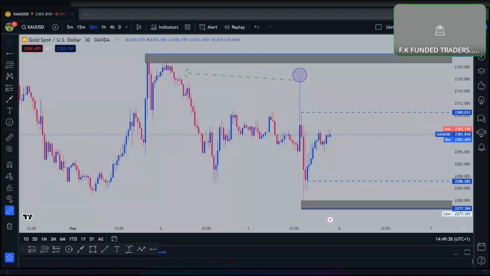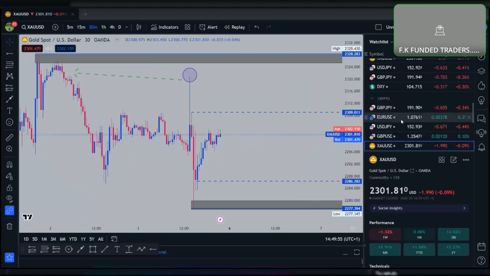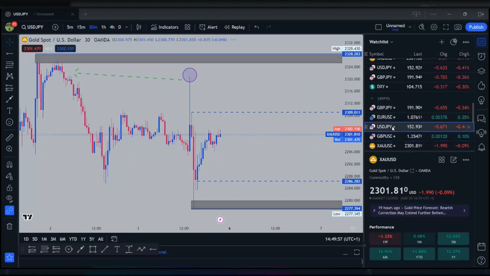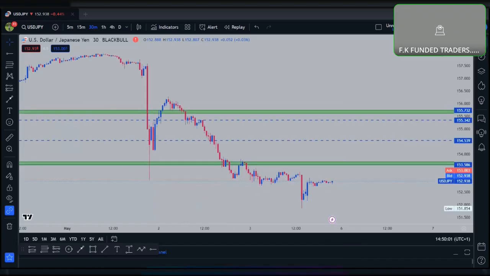So my dear friends, allow me to go to another pair. Let me look at the JPYs, because JPYs have also been moving well for the past week. They were one-sided, and unfortunately, after the coming of news, the market had to balance back to the given area. So I'm starting off with USD JPY. Let us look at USD JPY. We'll get to know where we should expect to take some trades on USD JPY.